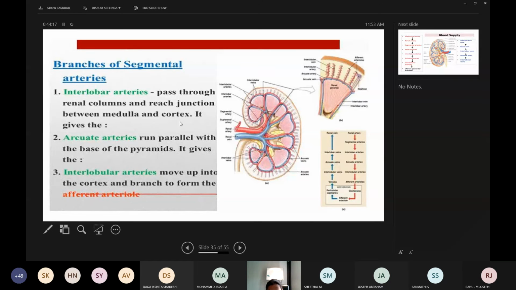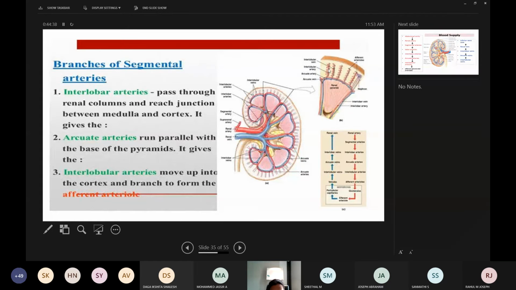Then they divide into arcuate branches, arcuate arteries that run parallel with the base of the pyramids. These are the arcuate arteries. They run along the base of the renal pyramid. Then they divide into interlobular arteries, which pass in between the lobules and supply the lobule.